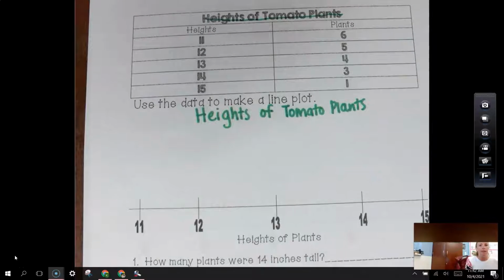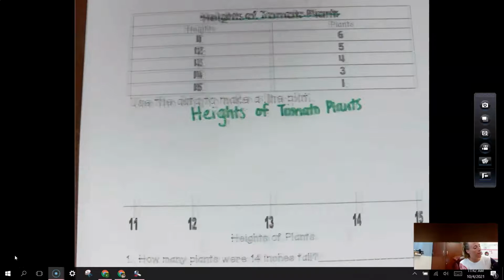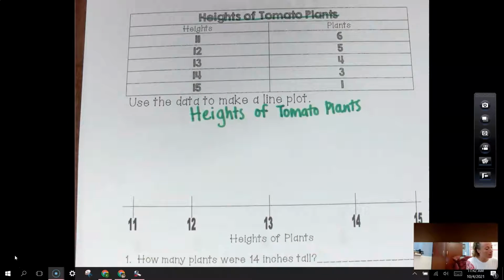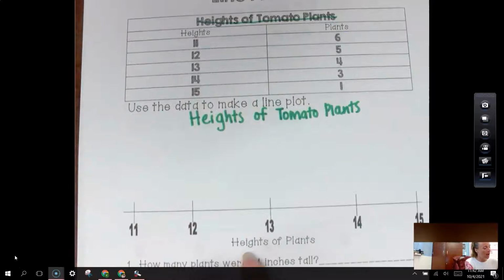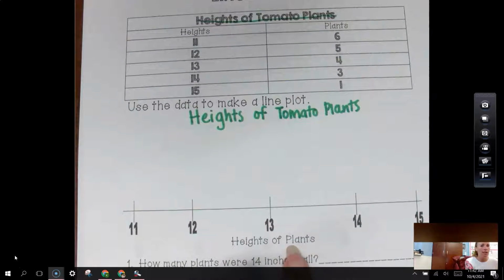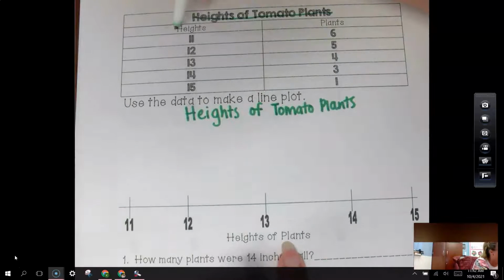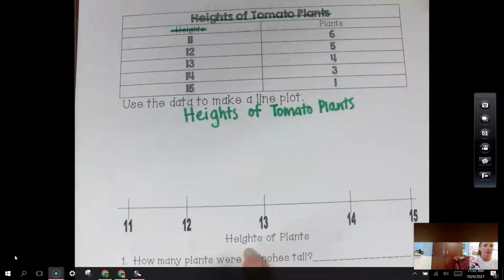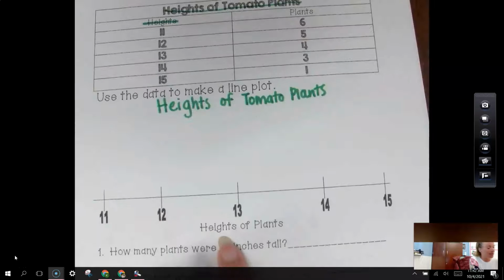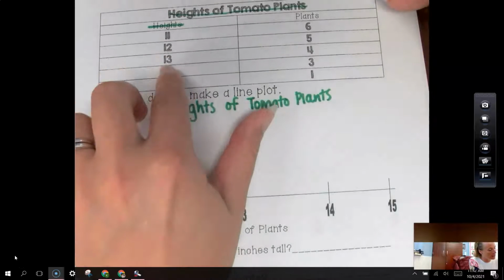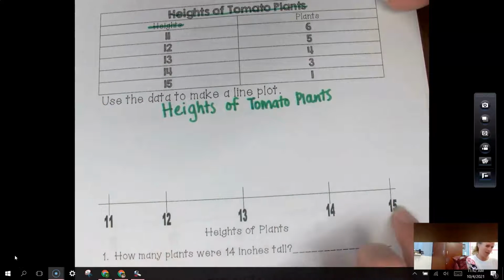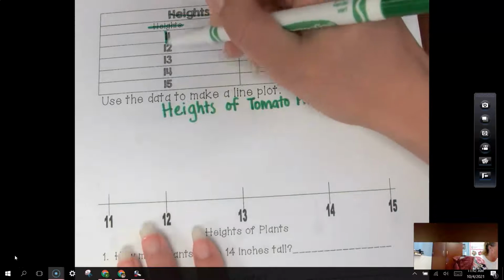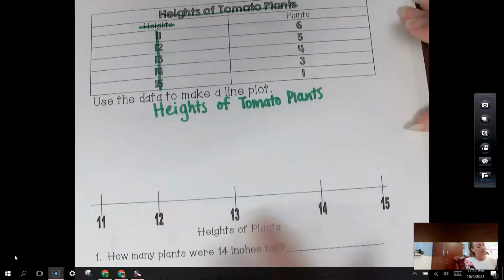Remember, when we are making any type of graph, we need to cross off everything that is in our frequency table. Notice that this says heights. This says heights of plants. It was already done for us, so we do not need to write heights because it says it here. Also notice, 11, 12, 13, 14, and 15 are all written here because those are what we are going to be plotting. So you can cross those off. They've already been done for us.